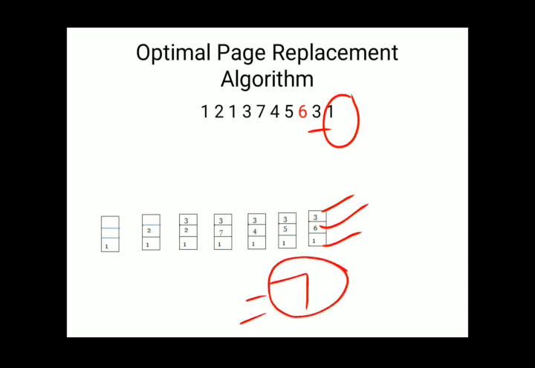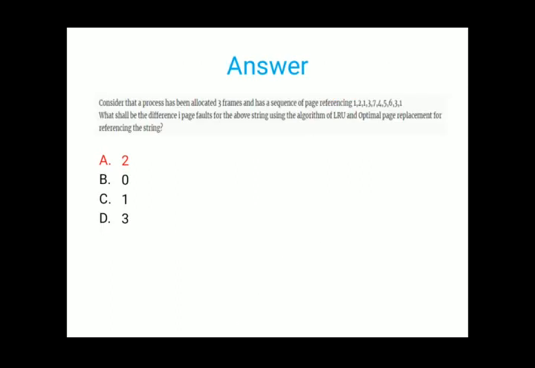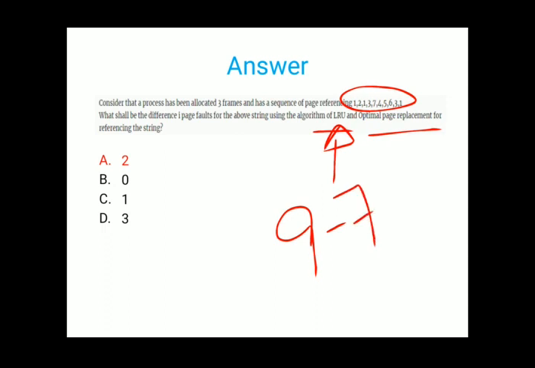Okay, now the question is that we have to find the difference in page faults for the above string with the help of the LRU and optimal page replacement algorithms. We have already done these two algorithms: with LRU we have 9 page faults, and with the optimal page replacement algorithm we have 7 page faults. So the difference is 2. According to this question, the answer is option A, that is 2.